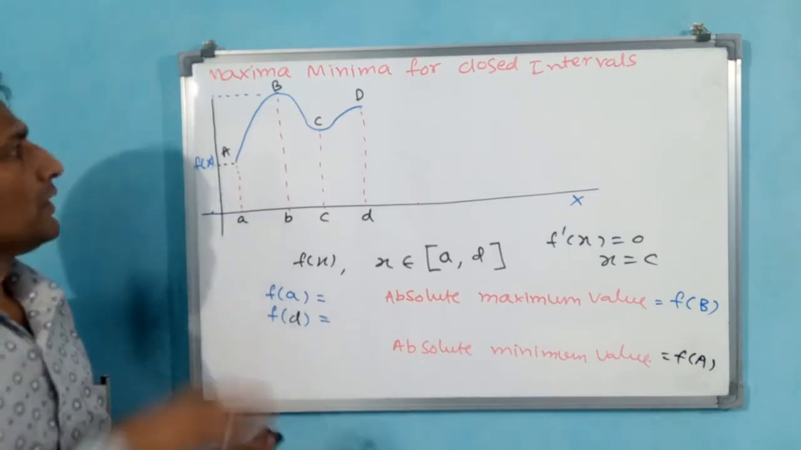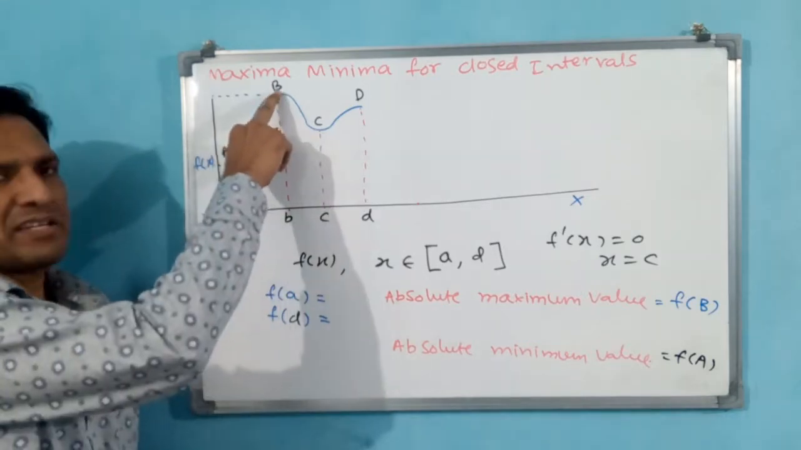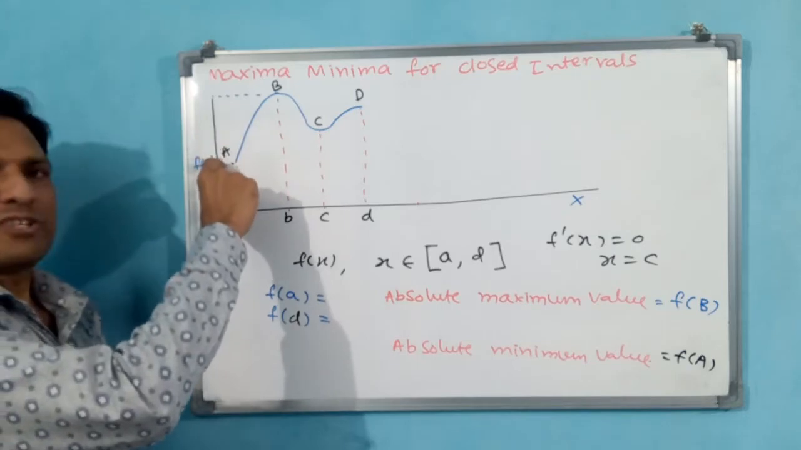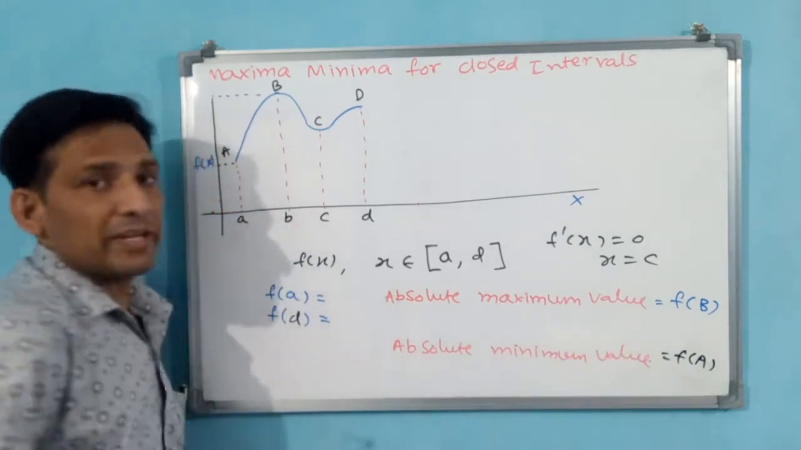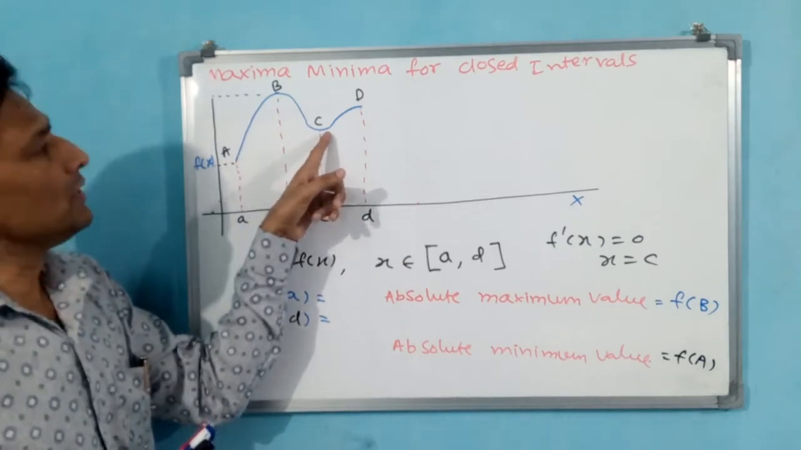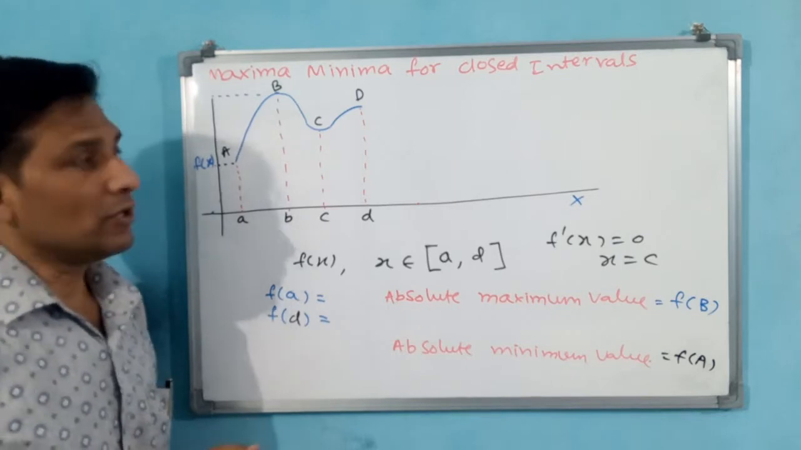In this question, by doing the graph, absolute maximum means highest value. F of B is absolute maximum. Absolute minimum means least value. F of A. Then f of C will be the local minimum value. This is the local maximum value. Like that you have to know.